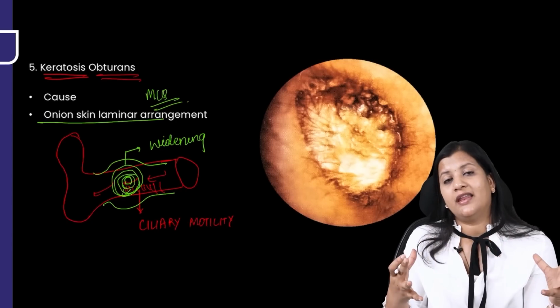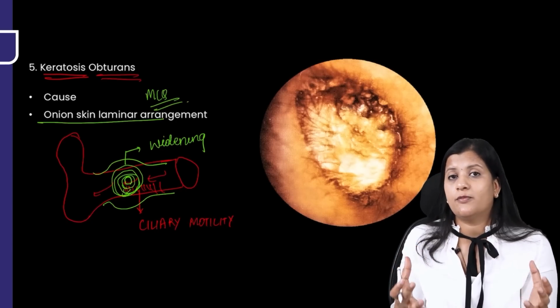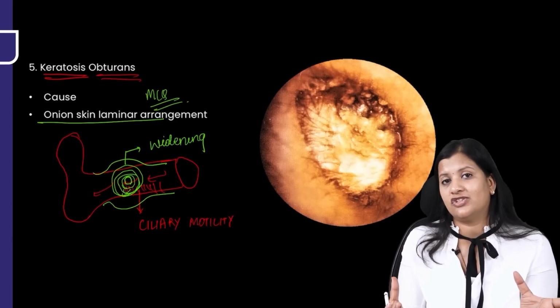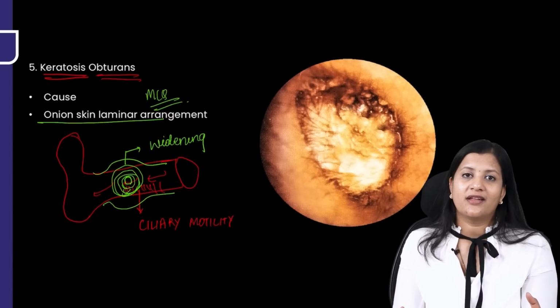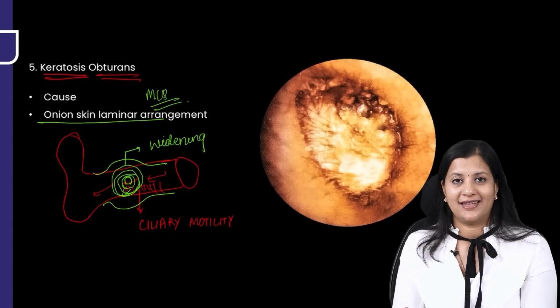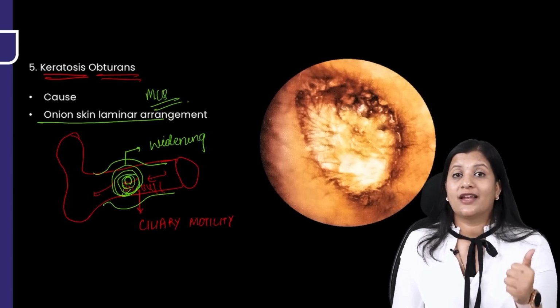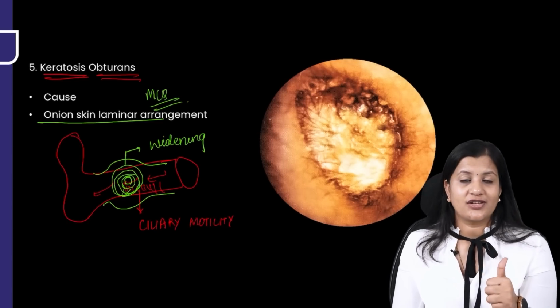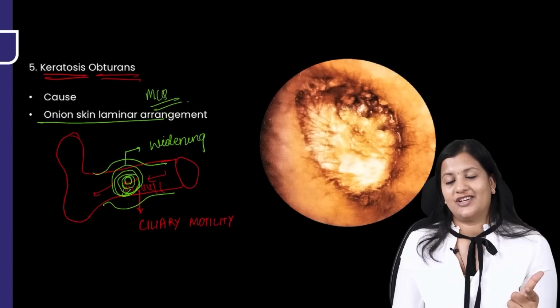And when it is widening, the nerve that is present below the posterior wall of the canal, the facial nerve, can it get involved in the disease? Yes, it can cause facial nerve palsy. So keratosis obturans can cause widening but not destruction, and it can cause facial nerve palsy.